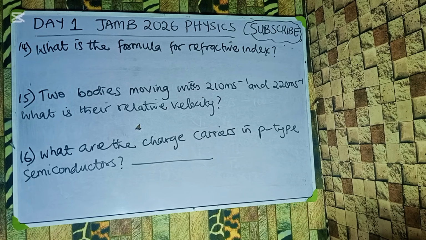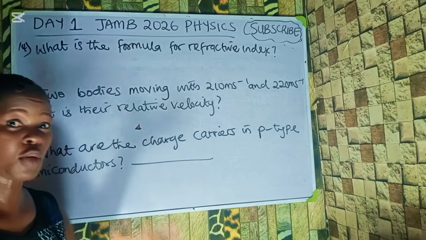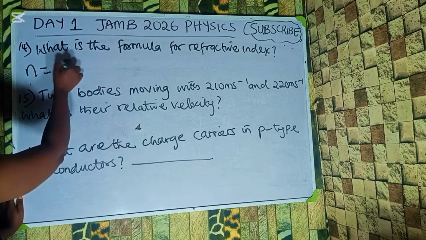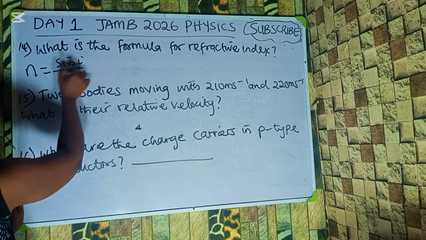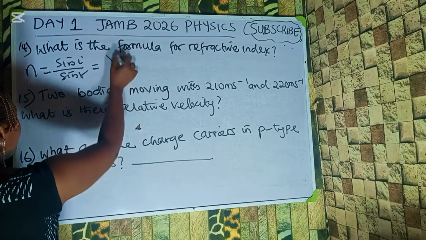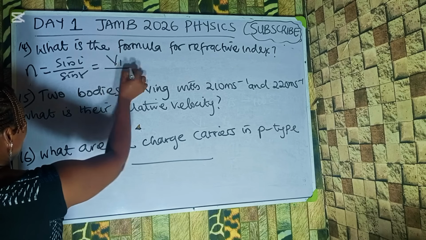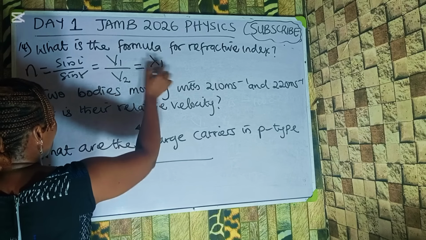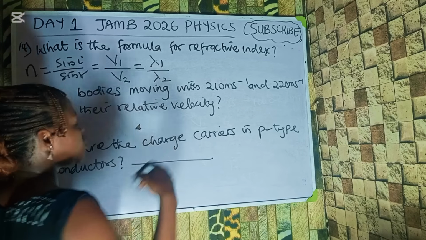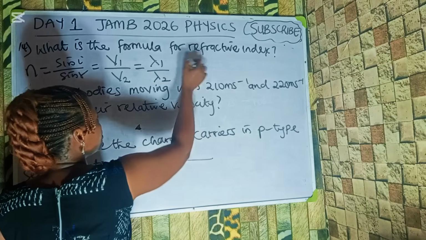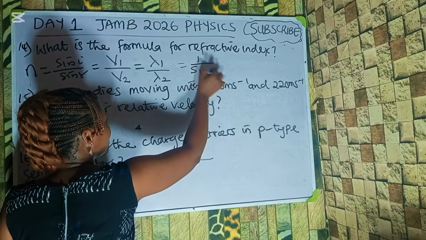Question 14. What is the formula for refractive index? Now I'm going to give you all the formulas for refractive index, so anyone you see, you'll be able to answer it. Refractive index n is equal to sine i over sine r. It's also equal to speed in medium 1 over speed in medium 2. It's also equal to wavelength in medium 1 over wavelength in medium 2. Refractive index is also equal to 1 over sine C, where C is the critical angle.